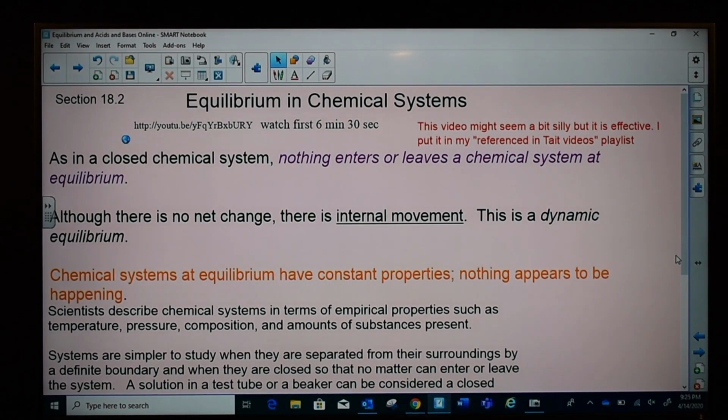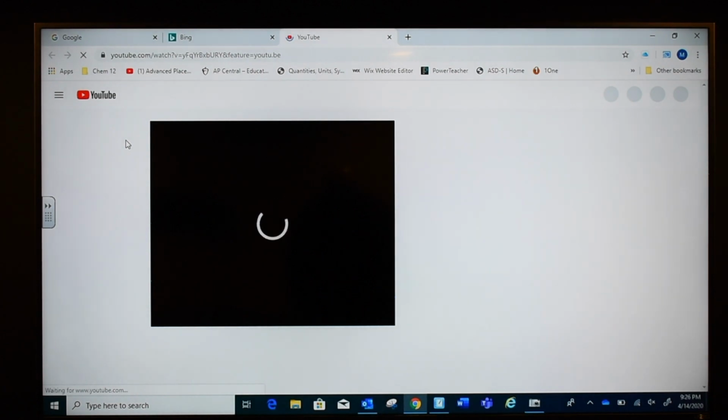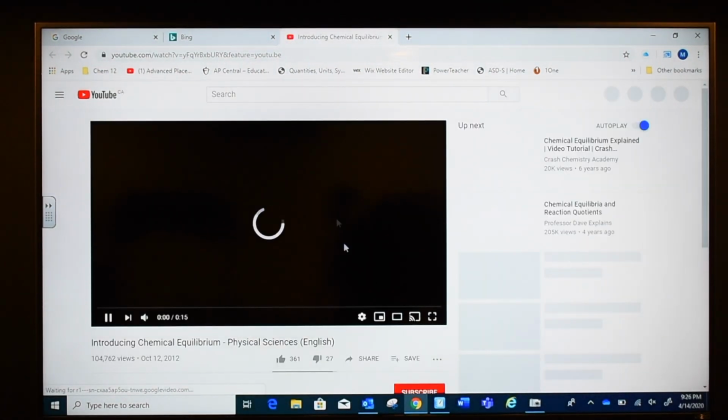Okay, grade 12, so this is part 2 of our lesson, looking specifically at equilibrium. There's different kinds of equilibrium. We can talk about phase equilibrium, solubility equilibrium, chemical equilibrium, and this video really does a very good job showing us phase equilibrium. So you'll note here in my notes, I say it's a little bit silly, but that's okay, we're going to watch it, just for the first 6 minutes.